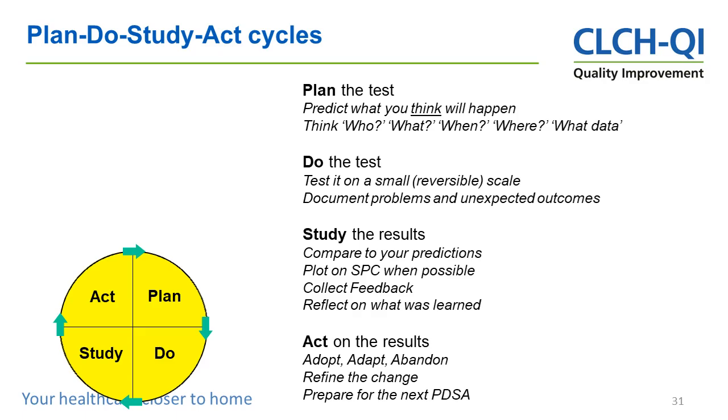You can adapt the change, so some things worked, but it just needs a bit of a tweak, so we'll try it on another patient in a bit of a different way, and then scale that up if that works. Or we abandon the change. So that one patient that we tested on, it just did not work, and we don't think it's a viable thing to take forward, but we try something else using another PDSA cycle.